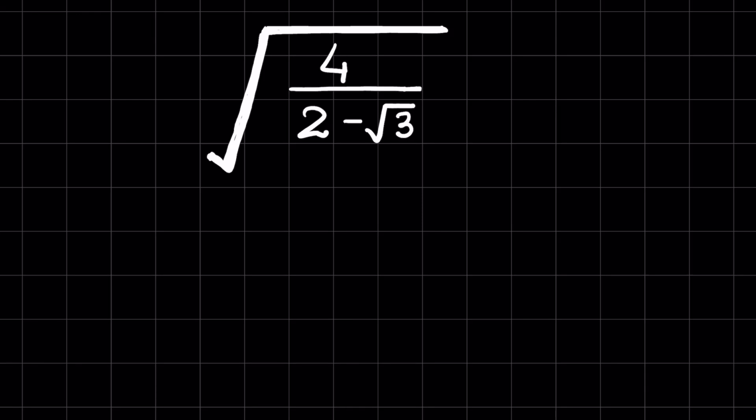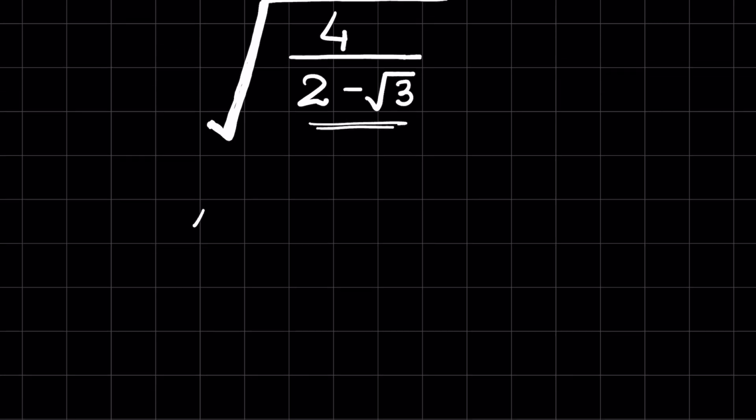Upon 2 minus square root of 3 under square root. How to simplify this? To simplify this, we first have to rationalize the denominator. To rationalize the denominator, we multiply and divide it by the conjugate of the denominator.